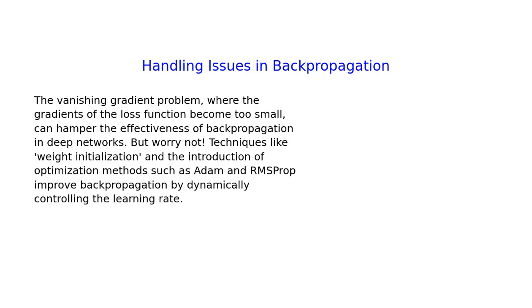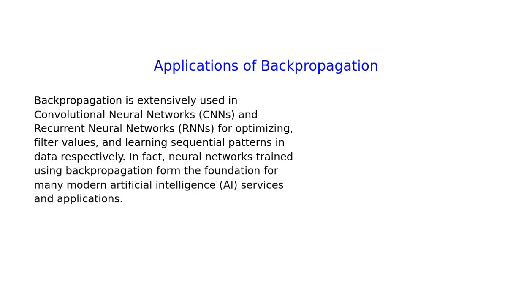But worry not. Techniques like weight initialization and the introduction of optimization methods such as Adam and RMSprop improve backpropagation by dynamically controlling the learning rate. Backpropagation is extensively used in convolutional neural networks, CNNs, and recurrent neural networks, RNNs, for optimizing filter values and learning sequential patterns in data respectively.